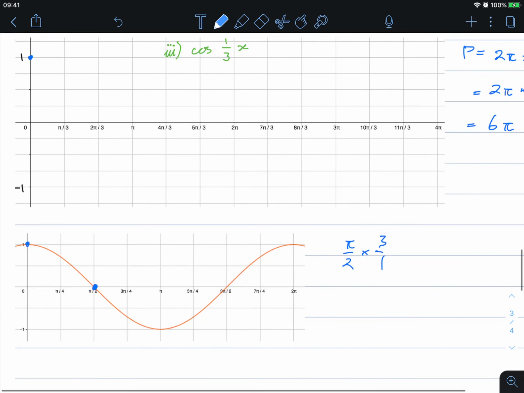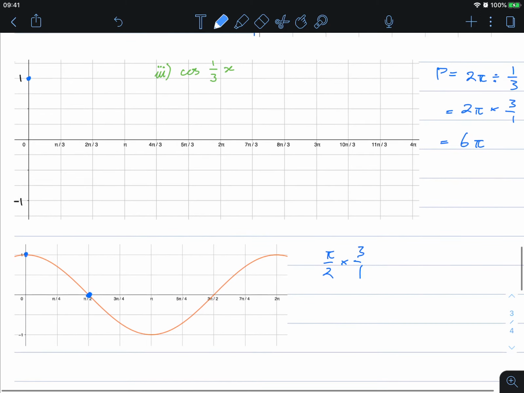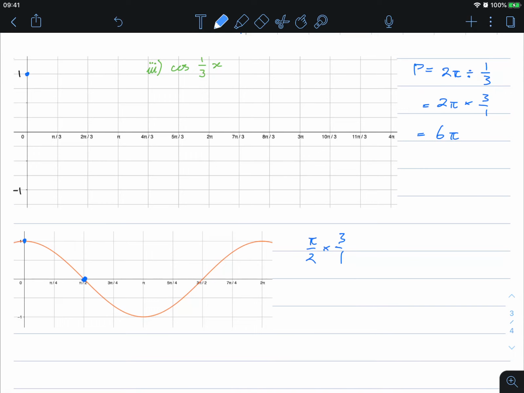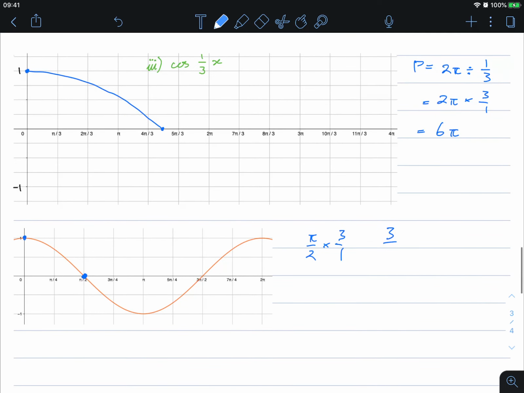Okay, so pi on 2 is here. 3 pi on 2, oh my, that's going to be difficult to find here. 3 pi on 2, that's 1.5. So pi is 1, and half looks to be about there. So that point is 0. Let's move to the next point.